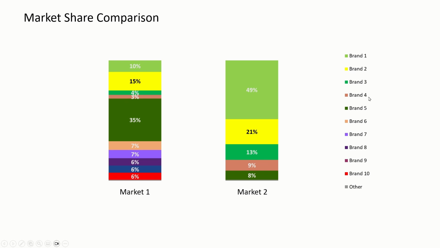As an example, let's take brand 4. Now brand 4 at 3% is here, whereas 9% for brand 4 in the second market is here. So our eye has to jump back and forth to compare values whenever data is shown like this.